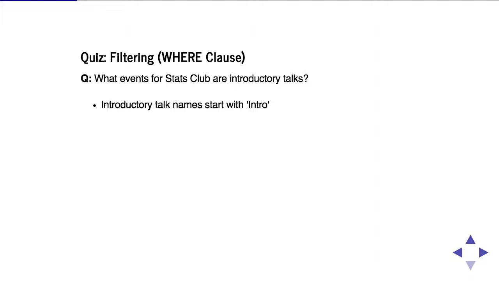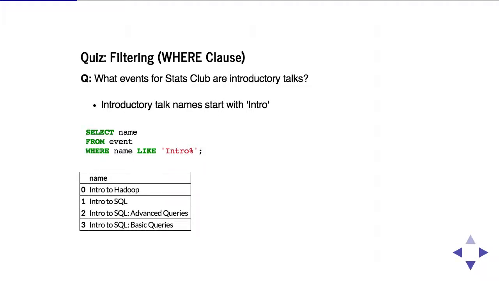That's real. That's what I need. I'm going to continue on for the next one. So we select name from event where name is like 'intro' with that percent sign at the end. It gives us Intro to Hadoop and Intro to SQL, when we basically try to do it as one whole thing, rather than breaking it up into two parts.